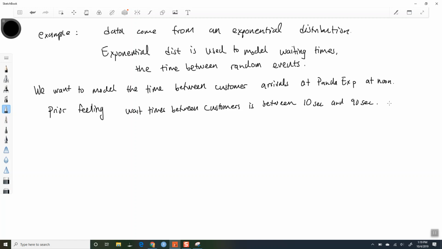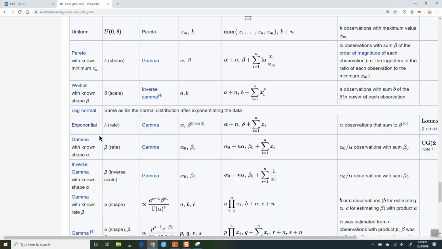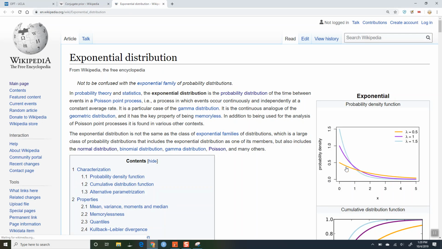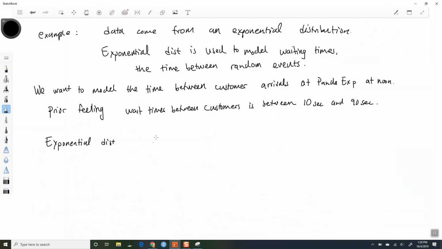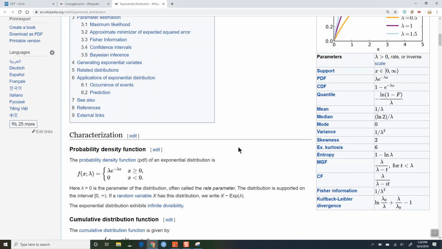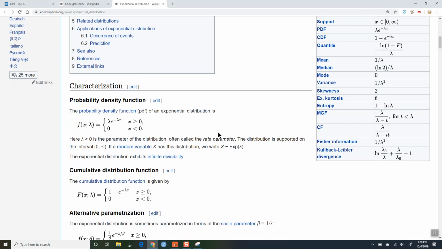And what is in the exponential distribution? The PDF is this: lambda e to the negative lambda x. The lambda represents what? The lambda is the rate parameter, right?